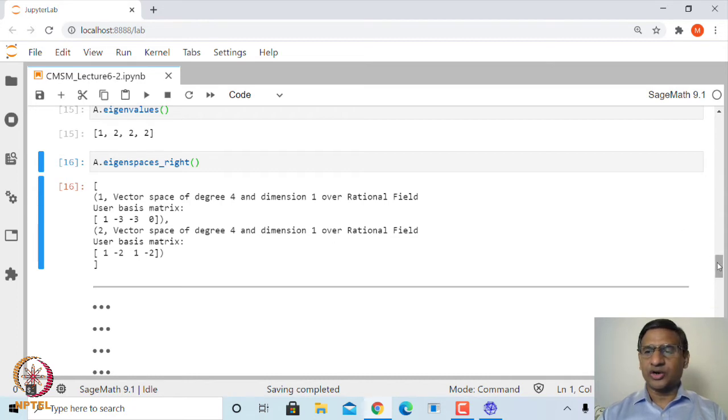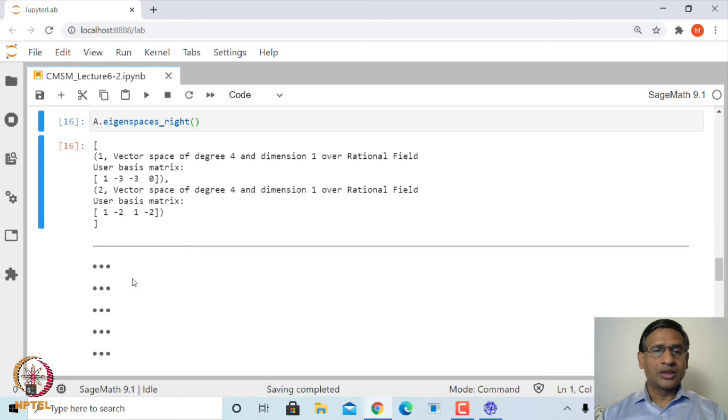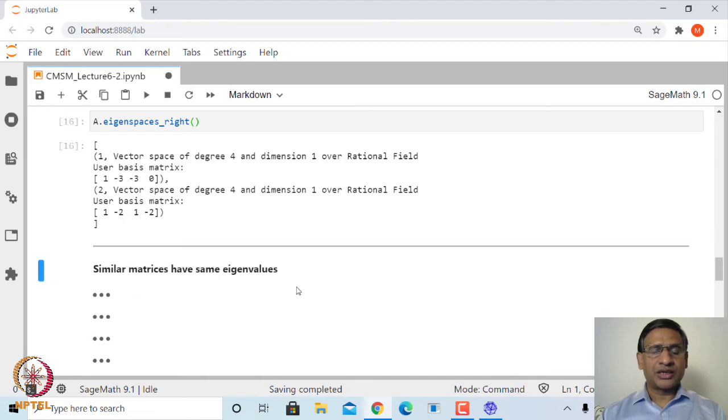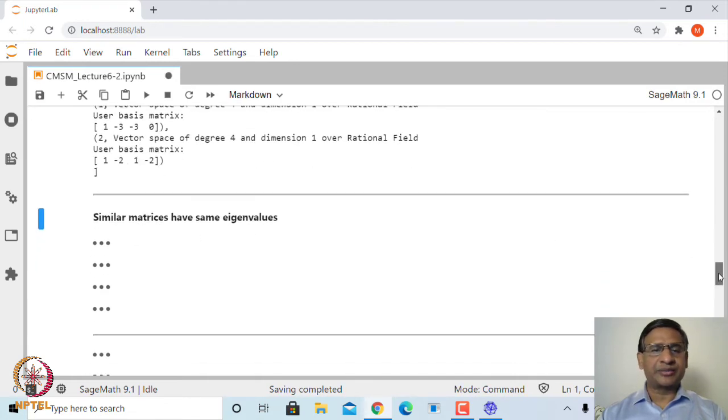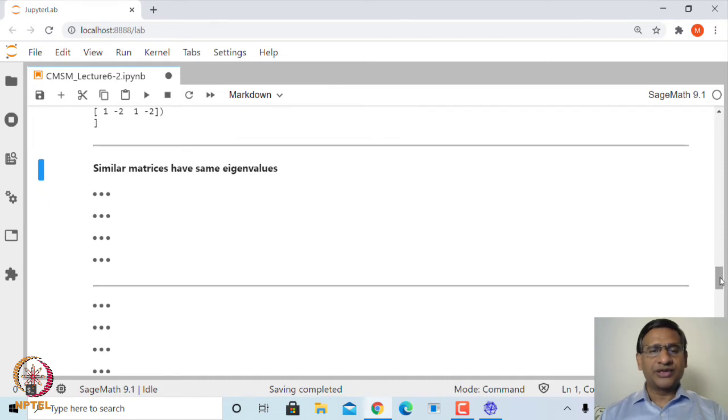This matrix is not diagonalizable. Now, let us look at another result. If you have similar matrices, how did we define similar matrices? If you have two square matrices A and B, we say that A is similar to B if there exists an invertible matrix, let us say S, such that S inverse times A times S is equal to B. And in that case, if A and B are similar matrices, they have the same eigenvalues.